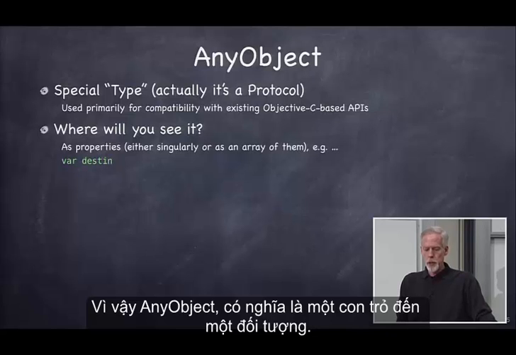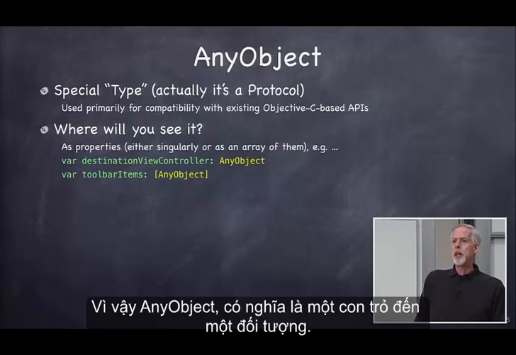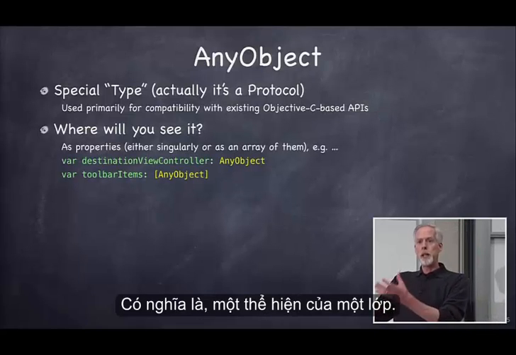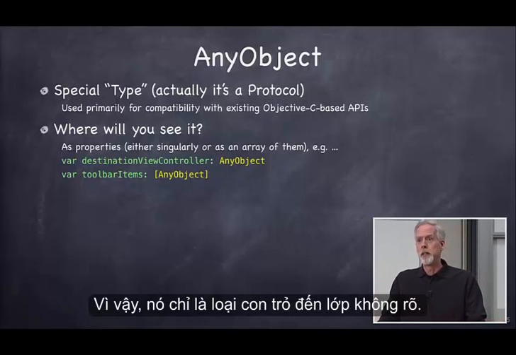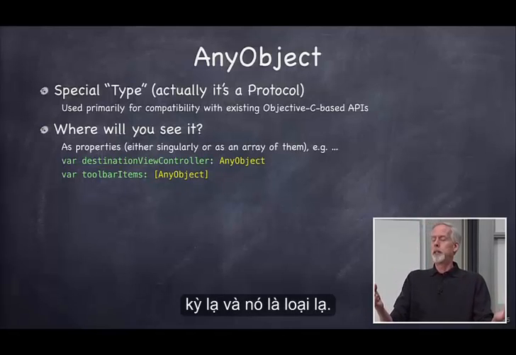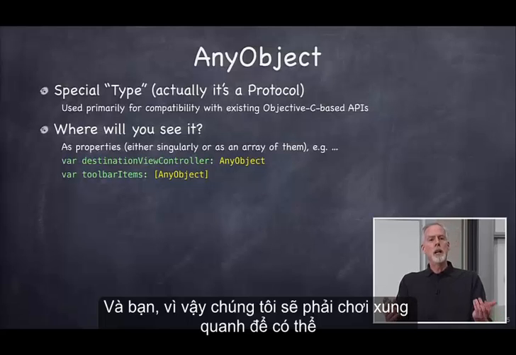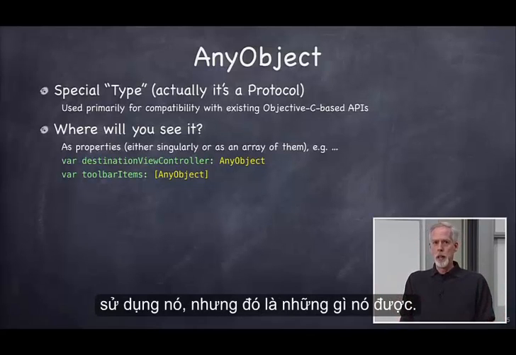All right, so what is AnyObject, okay? And where will you see it? So AnyObject means a pointer to an object, meaning an instance of a class, okay, that you don't know what the class is. So it's just kind of a pointer to an unknown class, okay, which seems kind of weird, and it is kind of weird. So we're going to have to play around to be able to use it, but that's what it is.